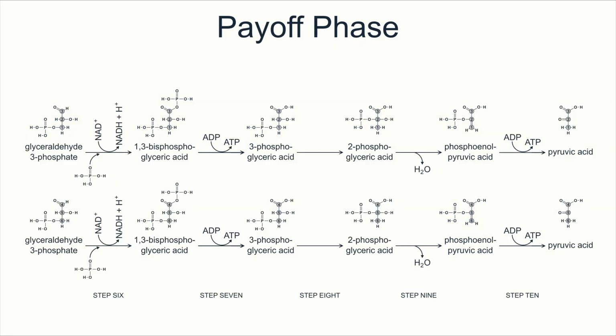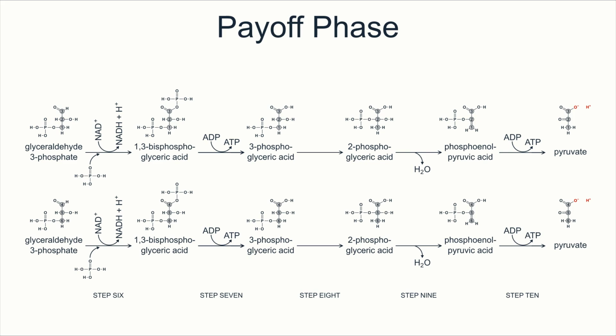In the payoff phase, we stick on 2 phosphate groups that were just floating around in the cytosol, take out 2 pairs of high-energy electrons, and some substrate-level phosphorylation to make 4 molecules of ATP. Spend 2 ATPs, make 4 ATPs, profit 2 ATPs. We're left with 2 pyruvate ions, which are ready to head off to the pyruvate dehydrogenase complex in the mitochondrial matrix, and we have 2 pairs of high-energy electrons on NADH plus H+, which may or may not get to the electron transport chain. We'll have to see.